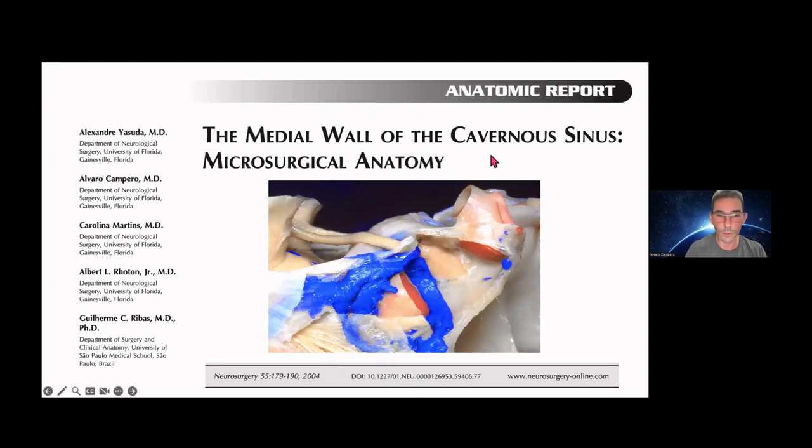We published this paper in 2004 with Dr. Rhoton's laboratory about the medial wall. At that time, some authors denied the existence of the medial wall, a dural wall between the pituitary gland and the cavernous sinus.